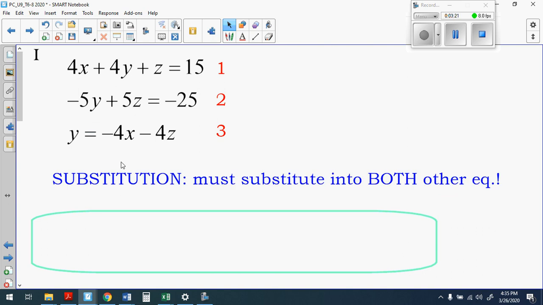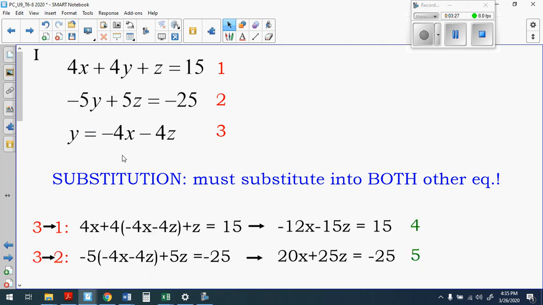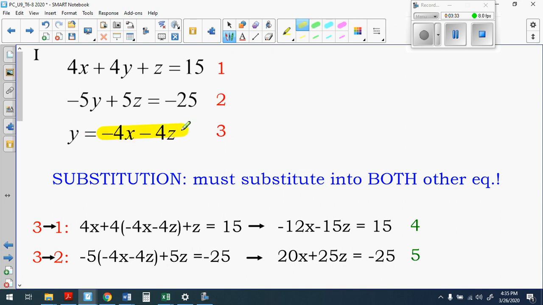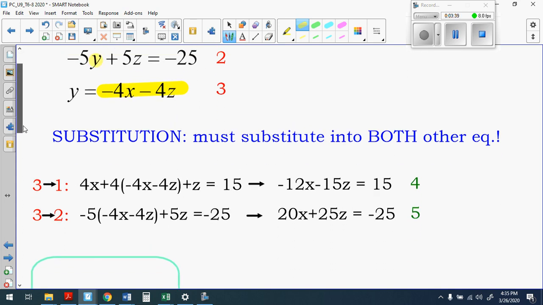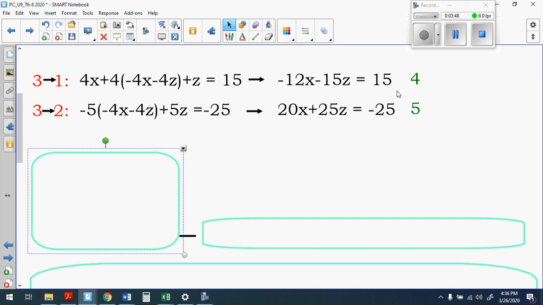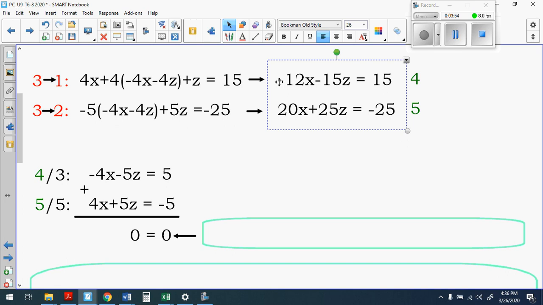Since we have this y equals, I'm going to substitute instead of doing elimination. I'm going to take this y here and substitute that into equation 1, and I'm also going to substitute it into equation 2. By doing that, that gives me this equation 4 and equation 5. Okay, so at this point, I'm going to take 4 and 5, and I think I'm actually going to scale them down. I'm going to take equation 4 and divide all of this by 3, and then equation 5, I'm going to divide it all by 5. That's going to allow for this negative 5z and 5z.